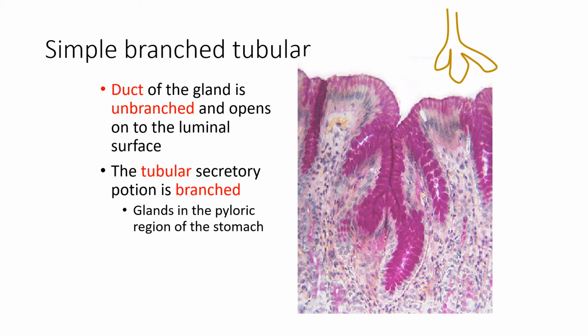Coming on to simple branched tubular glands, the duct of the gland is unbranched and opens onto the luminal surface, but the tubular secretory portion is branched. So you have an unbranched duct ending in a branched tubular portion, and the glands in the pyloric region of the stomach are of this type. Glands in the pyloric region of the stomach are simple branched tubular.